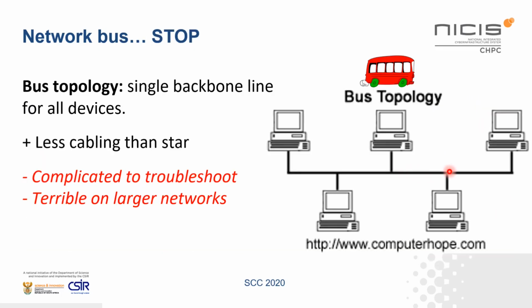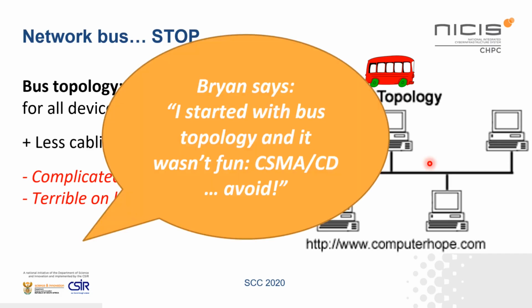The bus topology, also called the line topology, has each computer or device connected to a single line or a single backbone. This is effective on a small network and uses less cabling than a star topology, but troubleshooting failures is difficult and it is terrible with larger networks. In fact, this was the very first network that I ever used with carrier sense multiple access collision detection, and it is painful. So I would say avoid it.